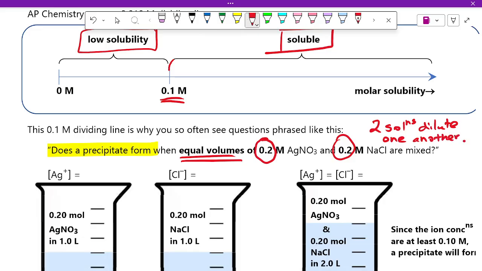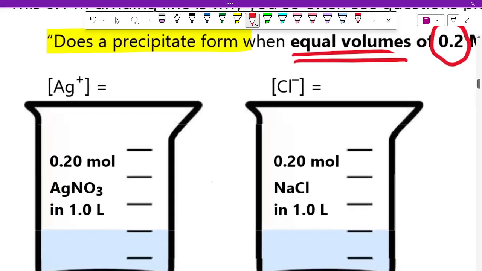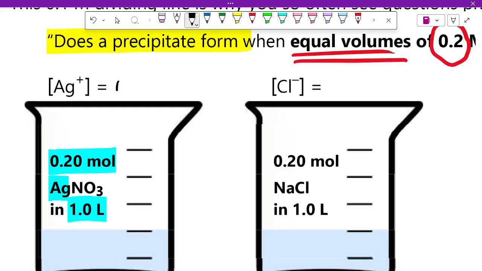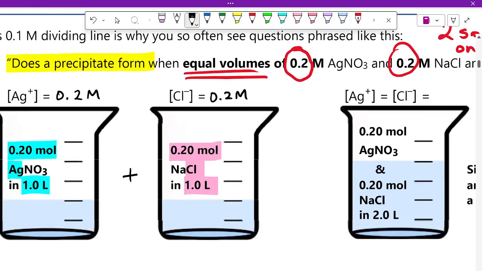So let's look at our first solution. What is the concentration of silver in 0.2 moles of silver nitrate in 1 liter? 0.2 molar. That's irrelevant. Now we also have 0.2 moles of NaCl in 1 liter. What is the concentration of chloride? 0.2 molar. Now we are going to mix these.